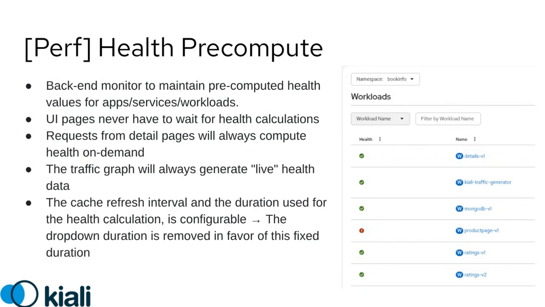So I want to talk a little bit about a relatively major change going into 2.22, which we're calling health precompute and health status caching on the back end. So basically, the backstory here is, if you've been following what we've been doing in Kiali for the last several releases, we are trying to address performance and scale, because as Istio continues to grow in popularity and matures, meshes are getting bigger and bigger, and Kiali needs to keep up with that.